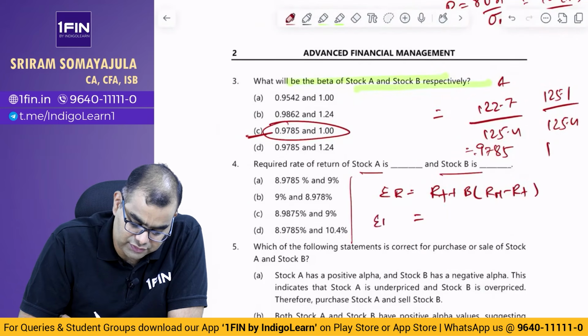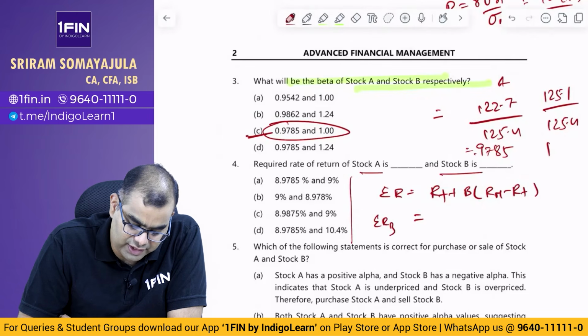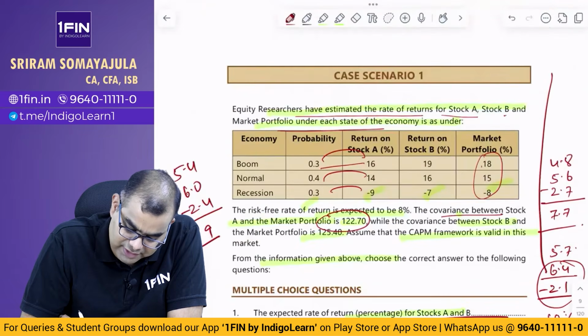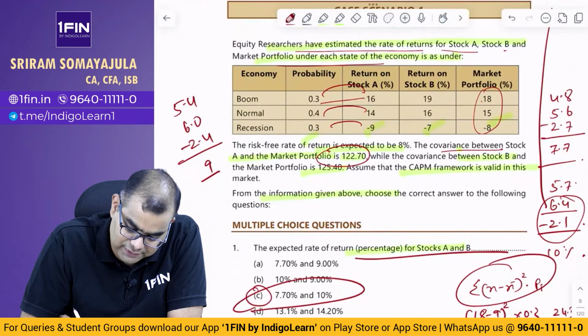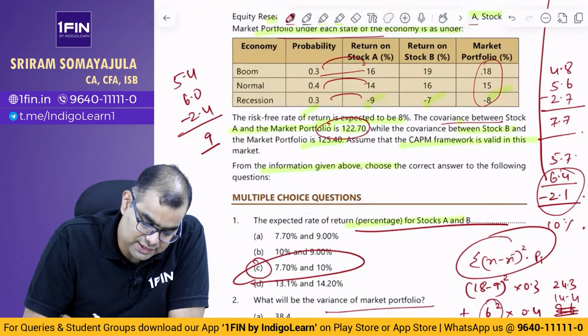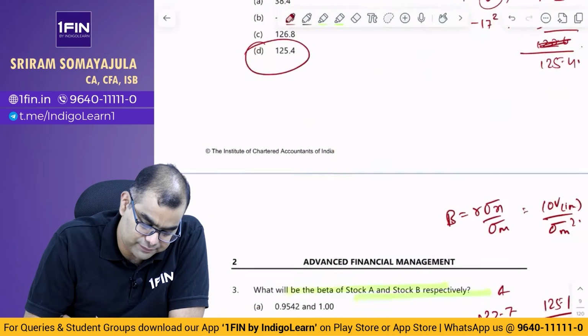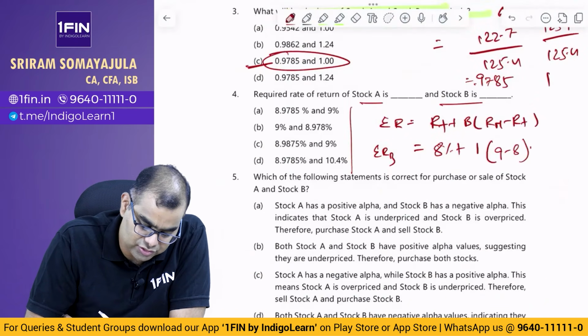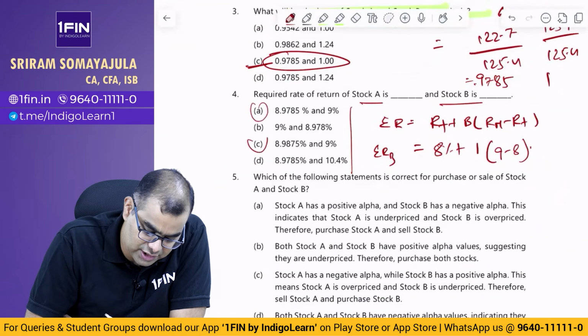Okay. Expected return of stock B: risk-free rate is 8% plus beta is 1. Market return, we just now found out the expected market return. Where did we find out? 9 is the expected market return. We got it here. Plus 9 minus 8. So 8 plus 1, it is 9. So the answer is either A or C.